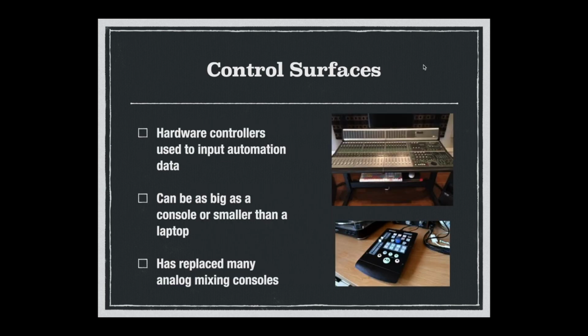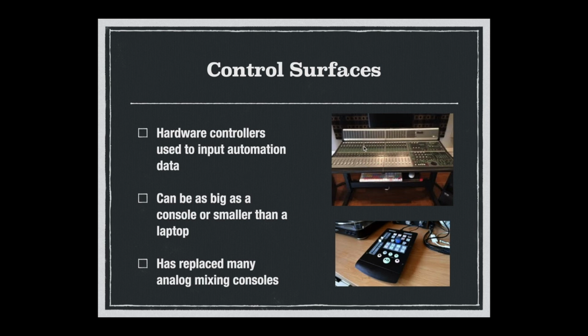There are two different ways we can write in or perform automation data. One, again, just grabbing whatever controls are on screen with our mouse. And we also use hardware controllers. Hardware controllers are used to input automation data, and it's something we could touch, physically move, physically perform on. They can be as big as a large format console or smaller than a laptop.